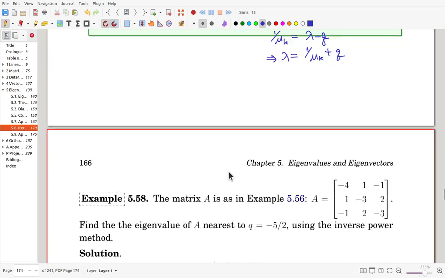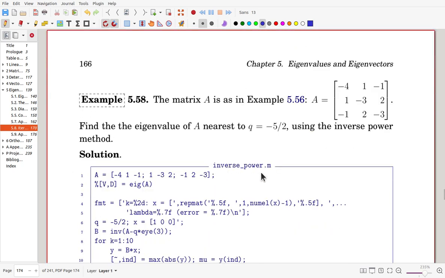Okay, here now we consider the same matrix as in the last example, and we choose q as minus 5 over 2. The eigenvalues for that one are minus 4, minus 3, and minus 1. Here we choose q as minus 5 over 2. So once we are using the inverse power method with this q, then we'll find the eigenvalue minus 3. Okay. Let's see if it is really working that way.